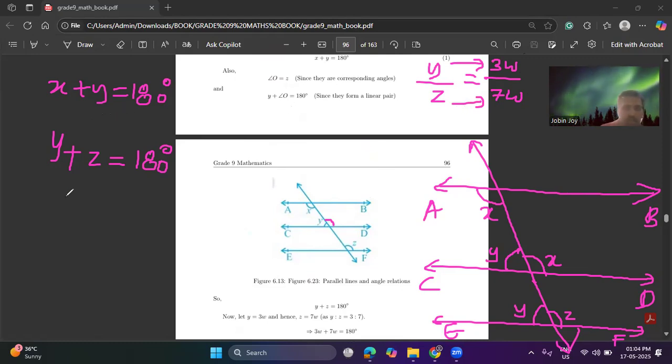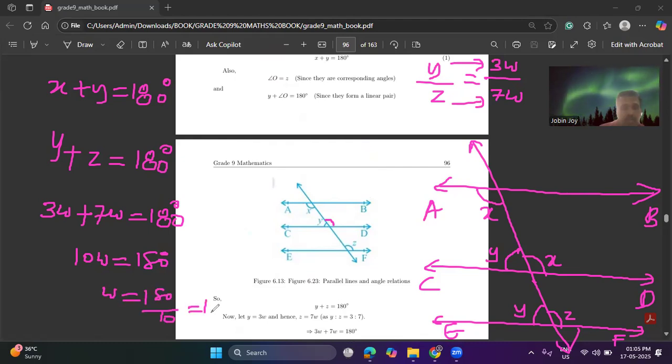Y plus Z, yeah, this equation. So 3W plus 7W is equal to 180 degrees. So 7 plus 3, 10. So 10W is equal to 180 degrees. W is equal to 180 by 10, that is equal to 18 degrees. So W is equal to 18, right?